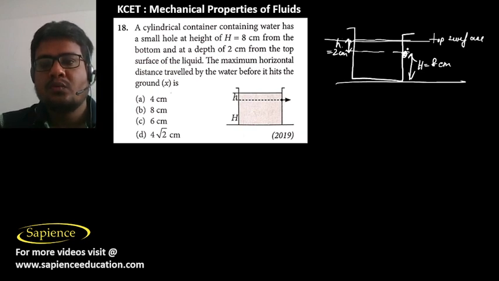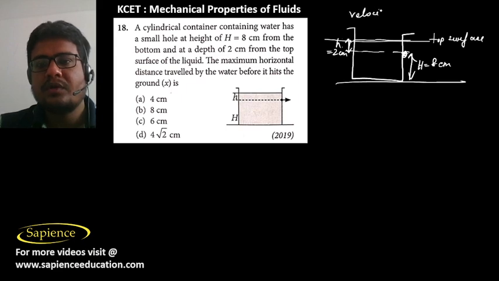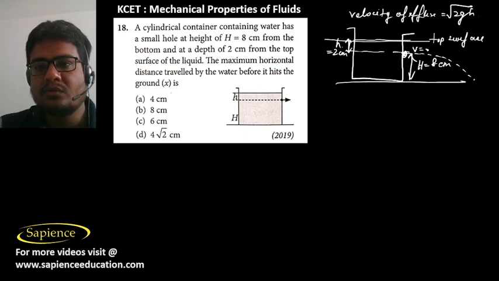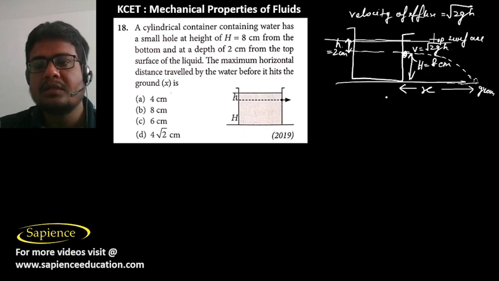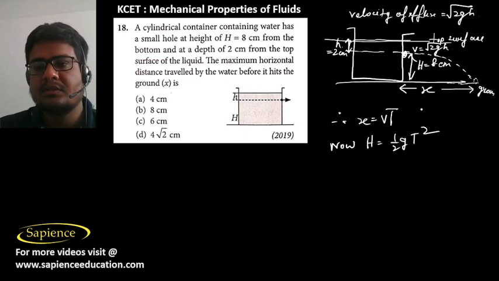Then we know that according to the rule of velocity of efflux, the water will flow out with a velocity of root over 2gh. At how much distance x it will travel before it hits the ground is being asked. So it will follow a projectile motion here. So x will be equal to the velocity v into the time of flight t. Now t will be how much? H is equal to half gt square. So therefore t will be equal to root over 2H by g.